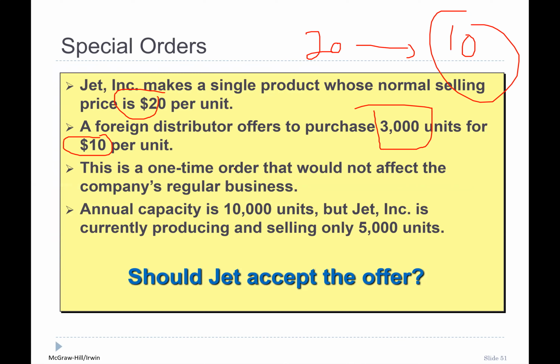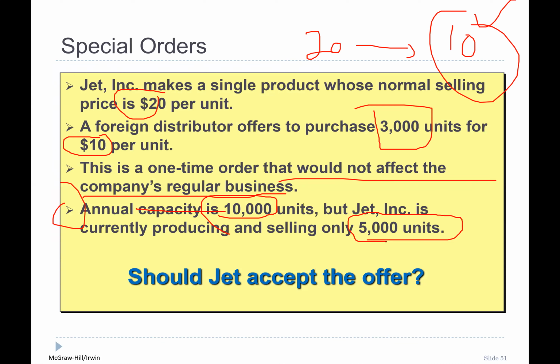So you will be doing some calculation. Remember, this is a one-time order. It means your regular business is not going to be affected. Your existing customers may not know that you sold to another customer at $10. So only incremental cost is going to be used. So remember, you have an annual capacity of 10,000 units. Annually, you can make 10,000 units, and you are right now making 5,000 units. So do you still have the capacity to make? You have 5,000 idle capacity. You can still make that product.